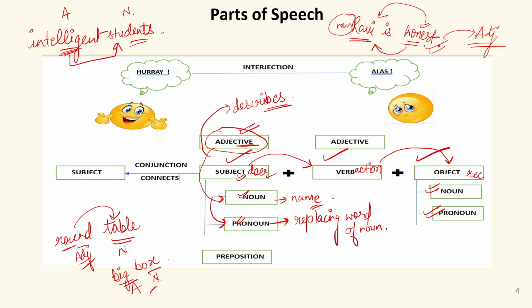For example, if I say Seema is good. Now here I'm telling the quality of Seema, that how is she? She is good. Now good is an adjective because it is stating about Seema, that how is Seema. So good again is an adjective. So any word that describes a noun or pronoun is known as adjective.